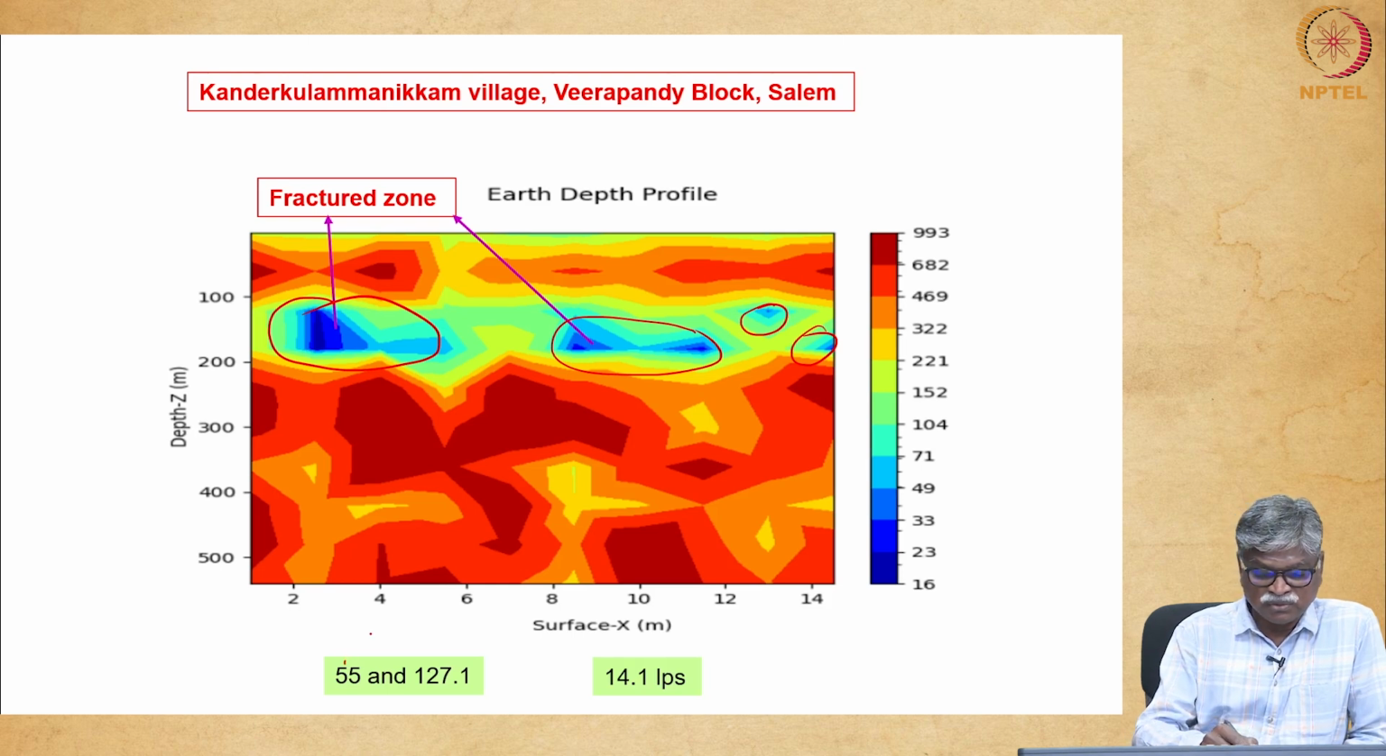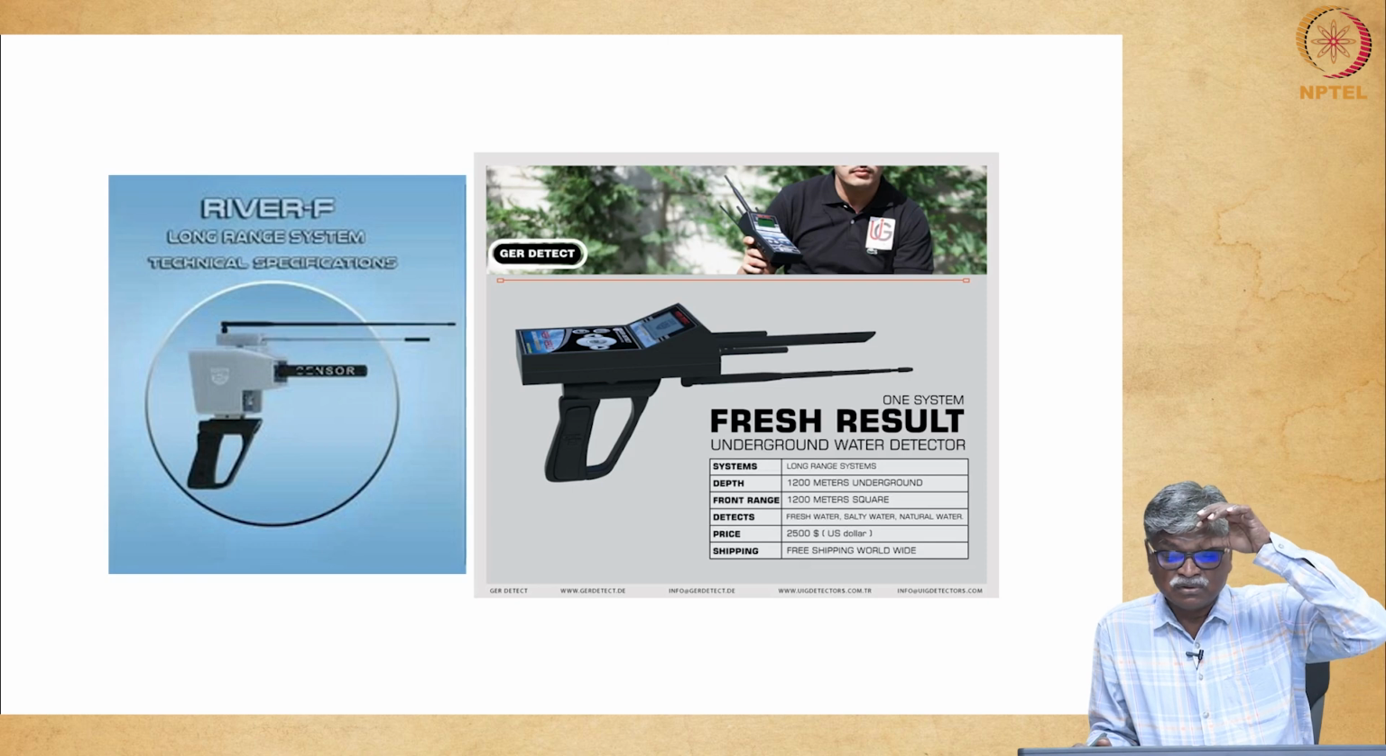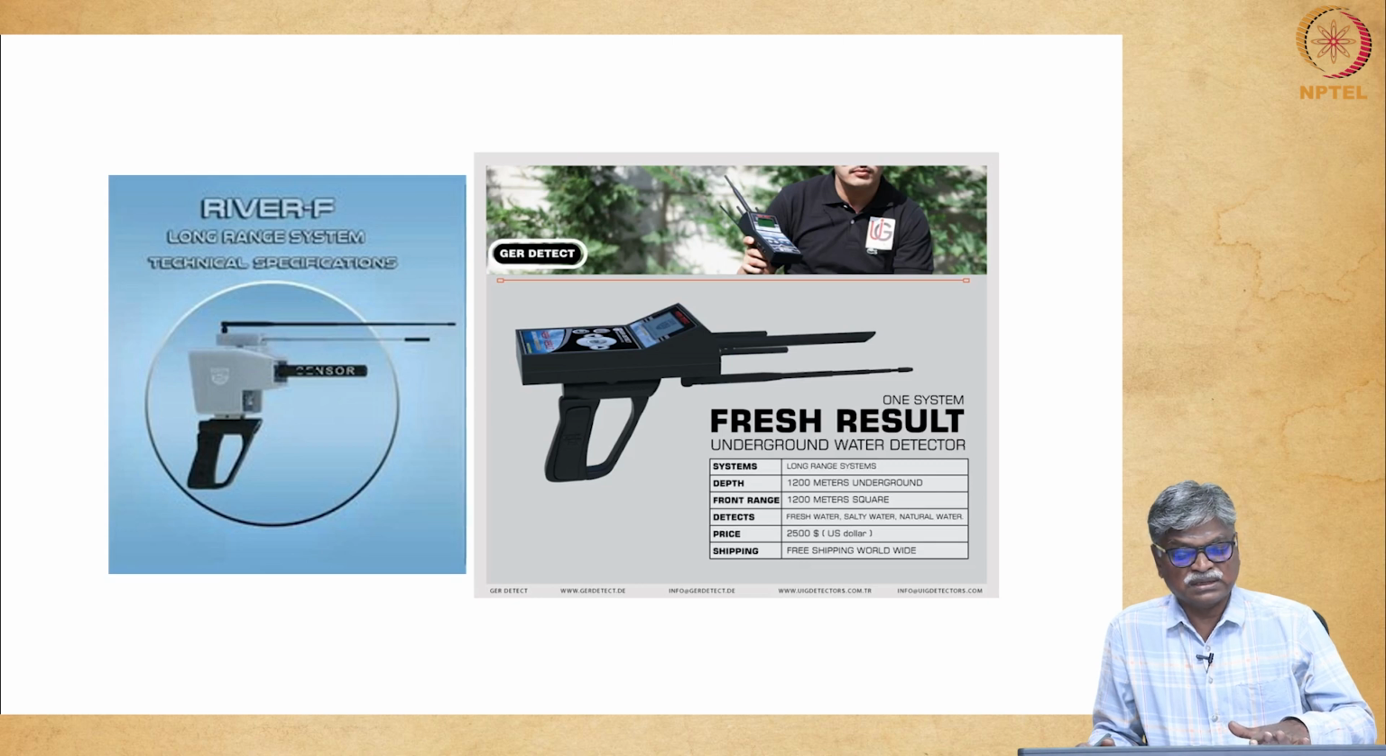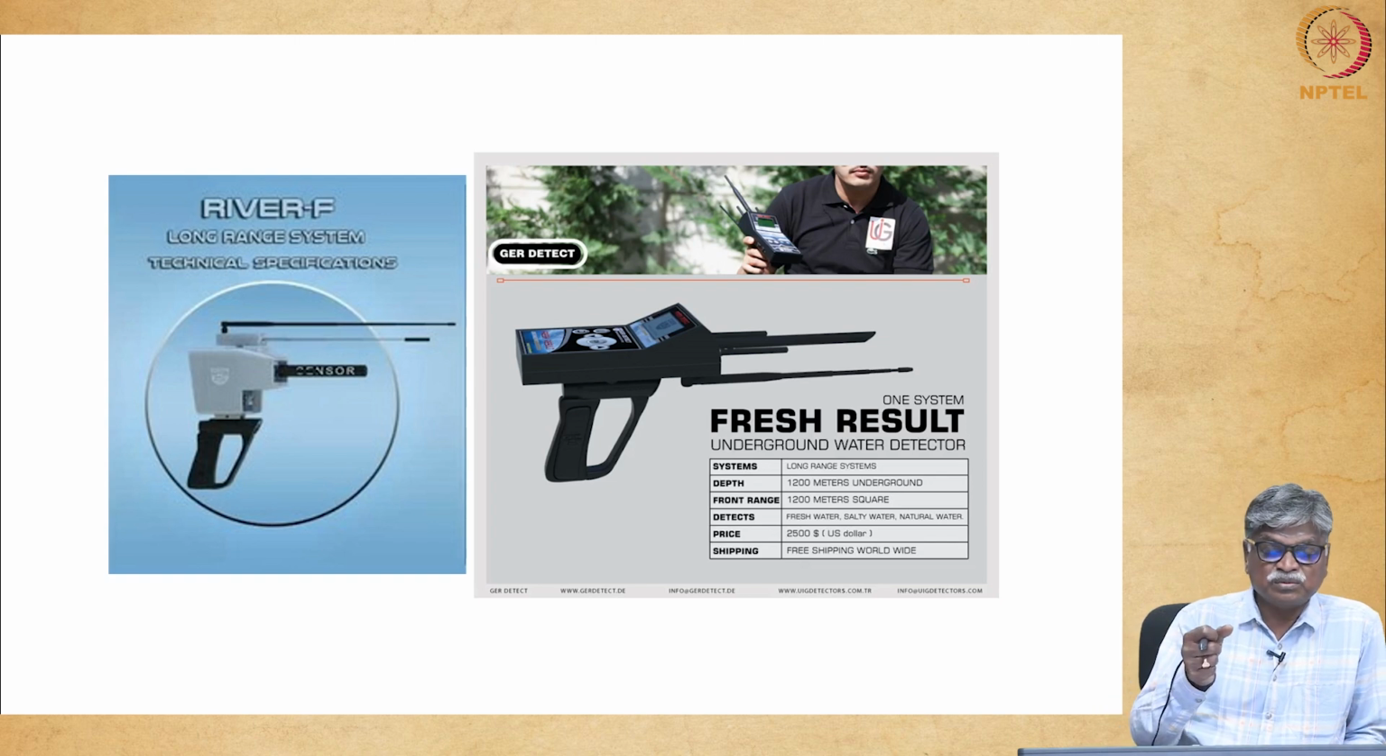There are two sets of fracture, a 15 meter and a 127.1 meter fracture. That is what I told you previously, the grounding geophonics. One more instrument is the jet tech detector. If you carry this instrument, it will rotate. Wherever it rotates, there is groundwater potential.